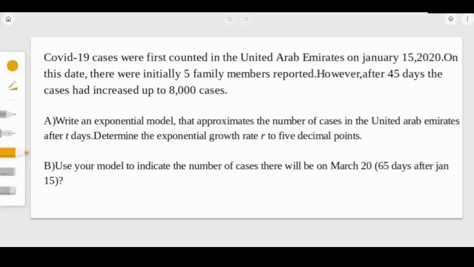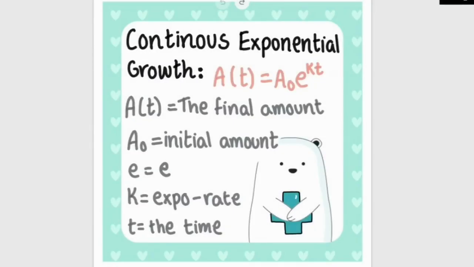Let's take this example. COVID-19 cases were first counted in the United Arab Emirates on January 15 of 2020. On this date, there were initially 5 family members reported. However, after 45 days, the cases had increased up to 8,000 cases. Let's solve A first. But first, let's talk about the general formula of the continuous exponential growth.